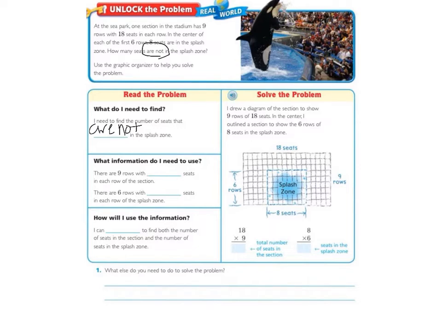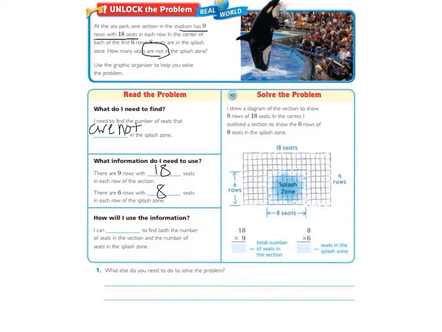Next, I need to find out what information I need to use. They told me there are 9 rows with 18 seats. Look back up at our chart. There are 9 rows with 18 seats in each row. And there are 6 rows with 8 seats that are in the splash zone.